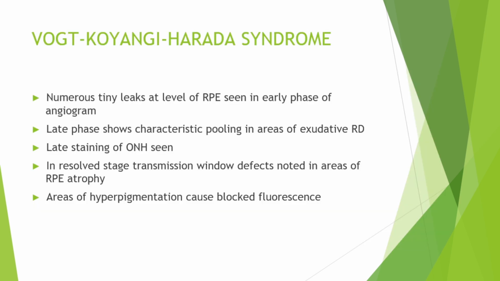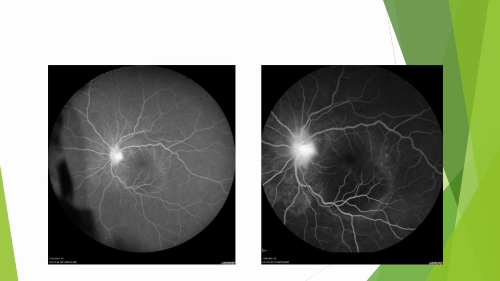Coming to VKH, it also shows numerable tiny leaks at the level of RPE in the early phase of the angiogram. The late phase shows characteristic pooling in areas of exudative RD. Late staining of the optic nerve head can also be seen. In resolved stages, transmission window defects can be noted in areas of RPE atrophy. Areas of hyperpigmentation cause blocked fluorescence.